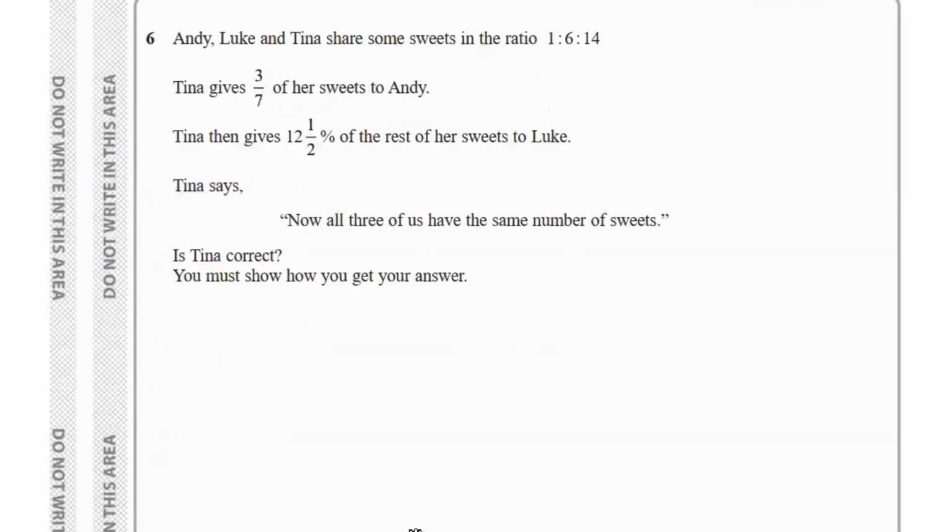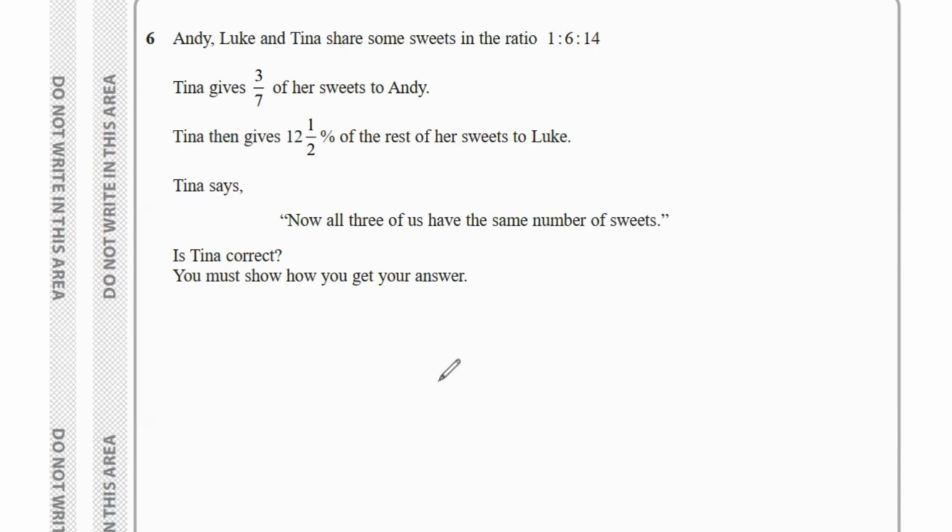Question 6 says Andy, Luke, and Tina share some sweets in the ratio of 1:6:14. Tina gives 3/7 of her sweets to Andy. Tina then gives 12.5% of the rest of her sweets to Luke. Tina says now all three of us have the same number of sweets. Is Tina correct? You must show how you got your answer.